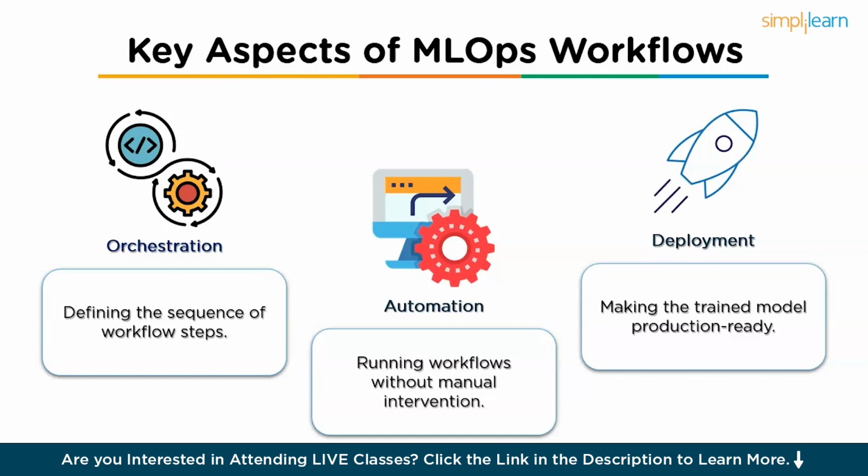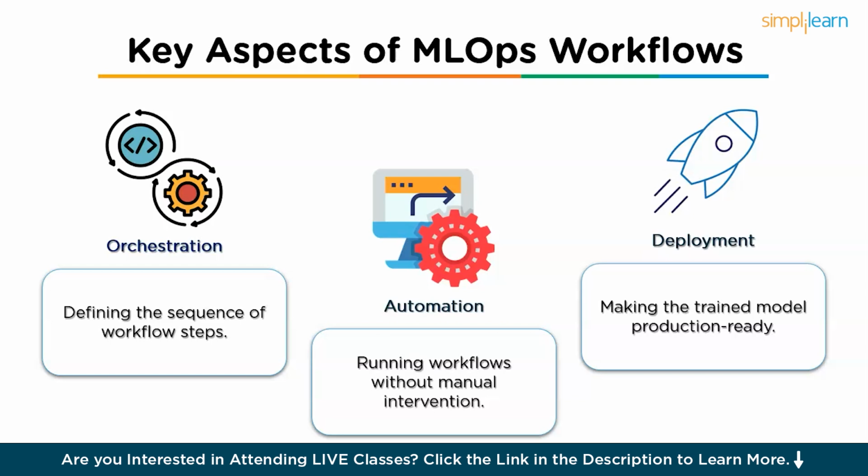So to put it simply, orchestration means structuring the process so that the steps run in correct order. Automation means you don't have to manually execute each script, everything runs on its own. And deployment means putting your trained model in production where it can generate predictions. So for example, imagine you have multiple Python scripts, one for data preparation, another for training, and another for evaluation. So instead of manually running each script in order, you'd want a system to orchestrate and automate this process.